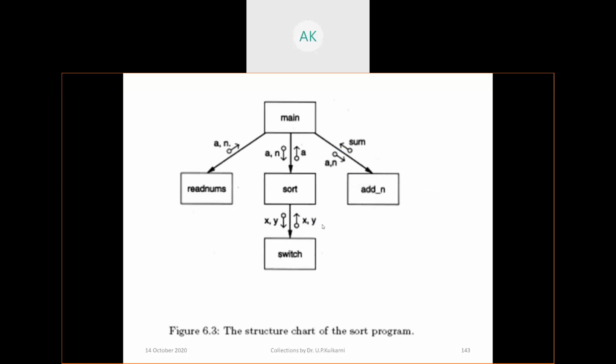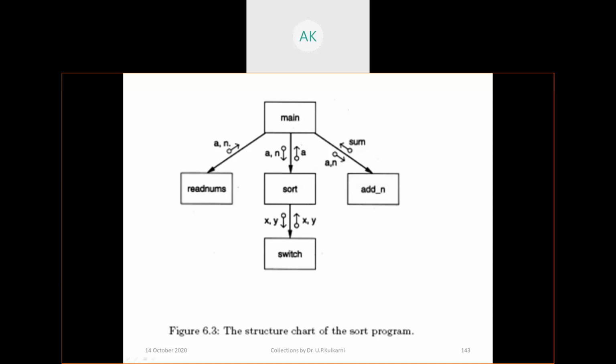Now look at the next slide. Main program, read numbers. From this, parameters A and N go there. A and N are passed to the sort, and sort will give a sorted A, right? While sorting, it will pass X and Y to switch, and X and Y get switched. So it is a call and return.